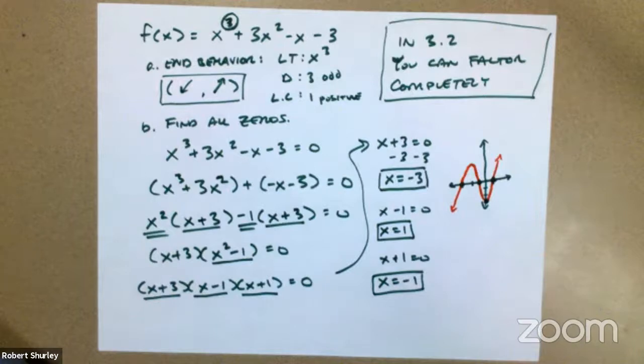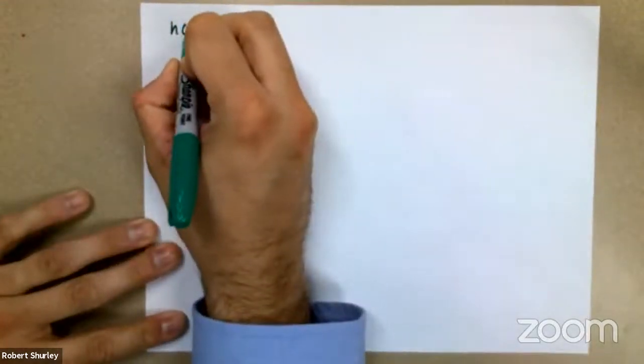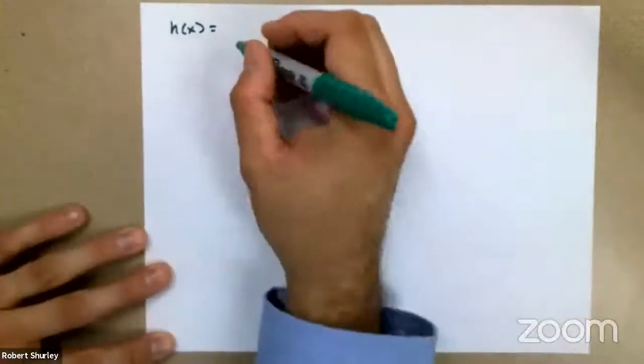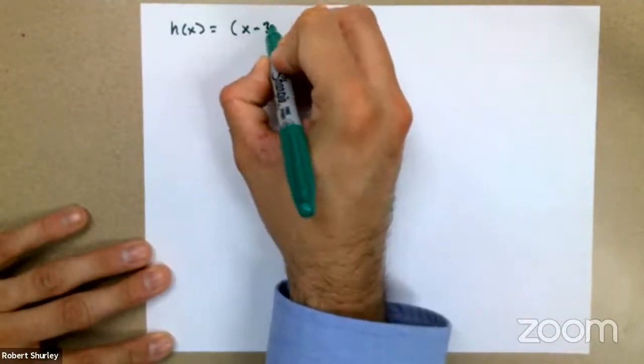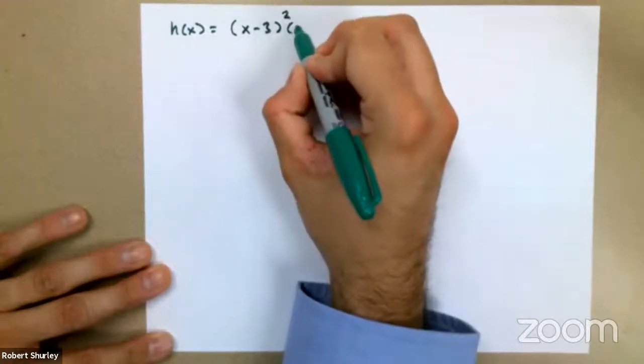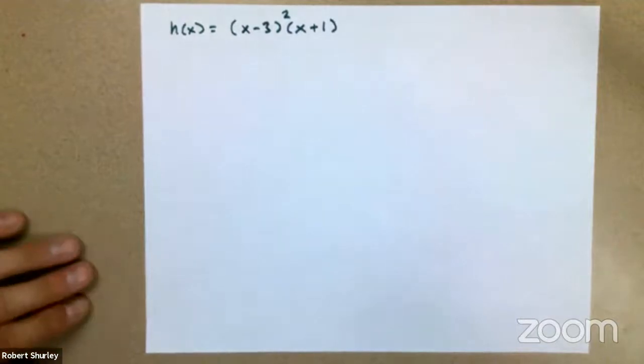Okay, let's do one now that's in that factored form. We're going to do the same thing. We'll see why it's nice when it's in factored form. Let's say we've got h of x equals, and let's do something in factored form. Let's say x minus 3 squared times x plus 1.